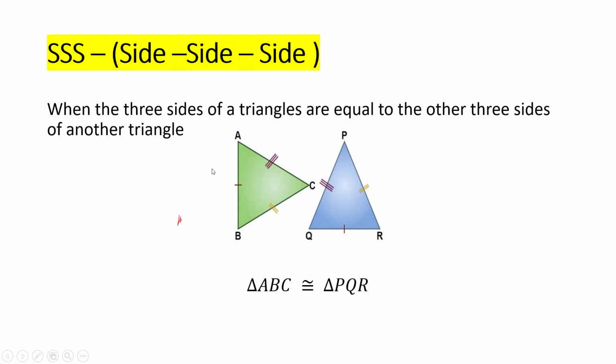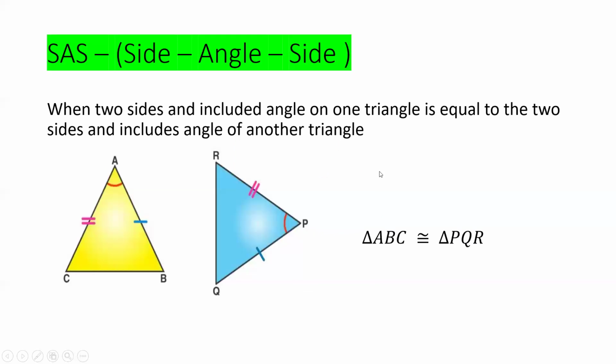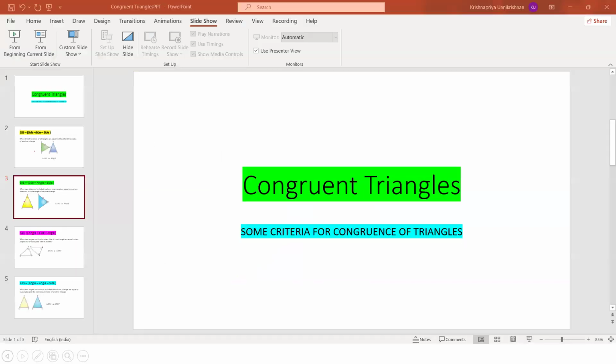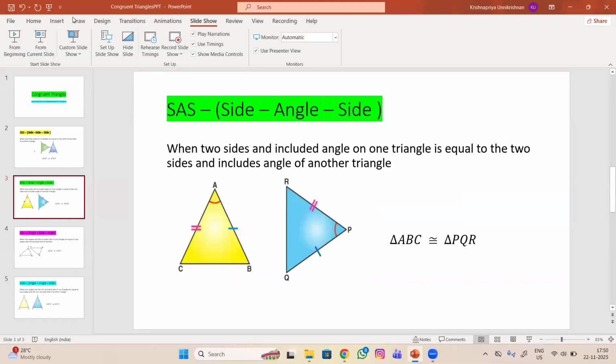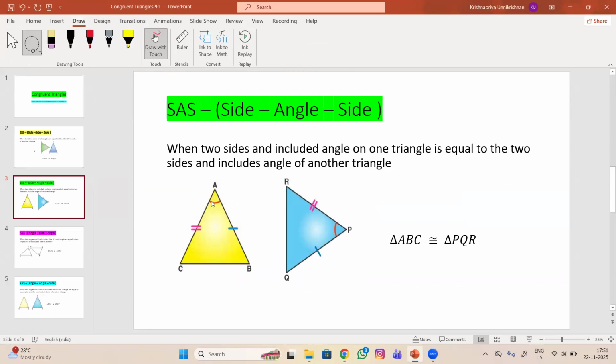Then we can say that here the three sides are equal. It is clear that the sides are also equal. Then here SAS, which means side angle side. The two sides and the included angle are the main thing here.